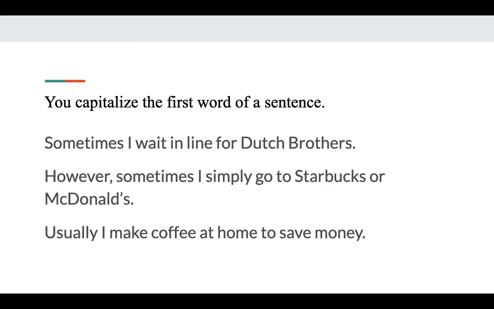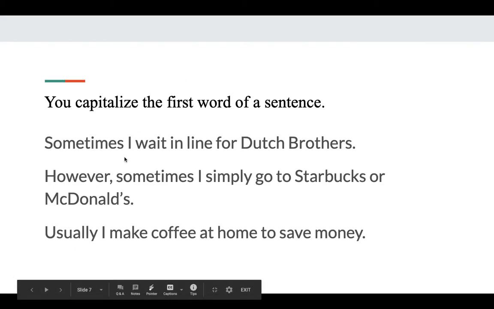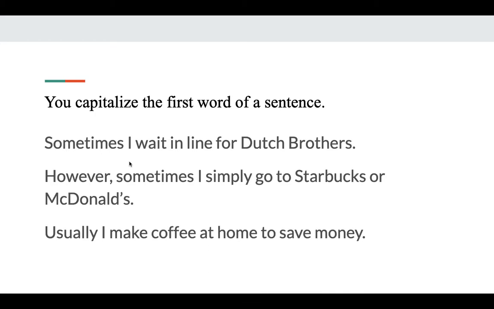Always capitalize the first word of a sentence, and you always capitalize I. Microsoft Word will automatically capitalize I for you. Usually text messages do as well, or like smartphones, but sometimes they don't. Okay? So make sure that you capitalize I.